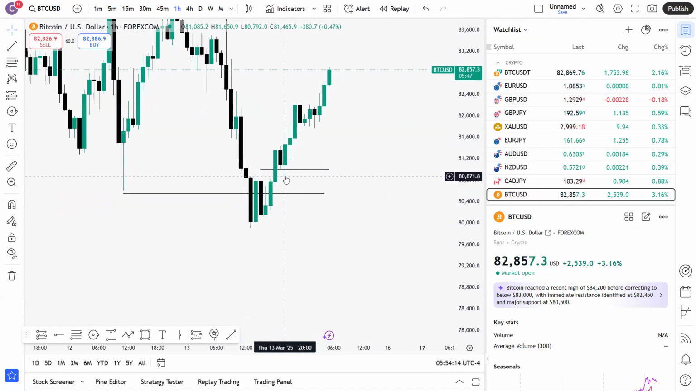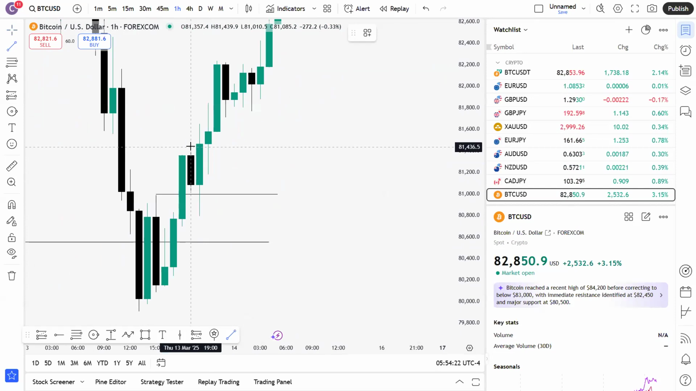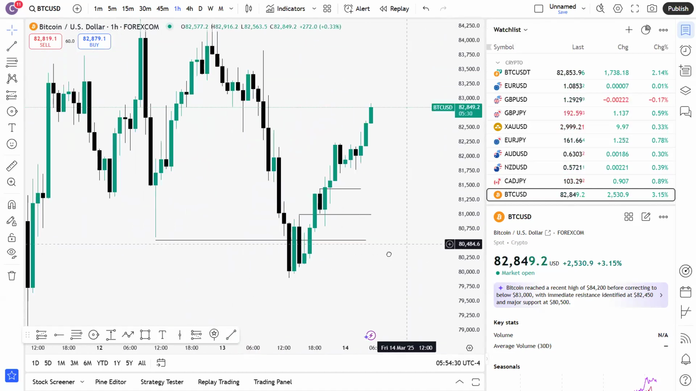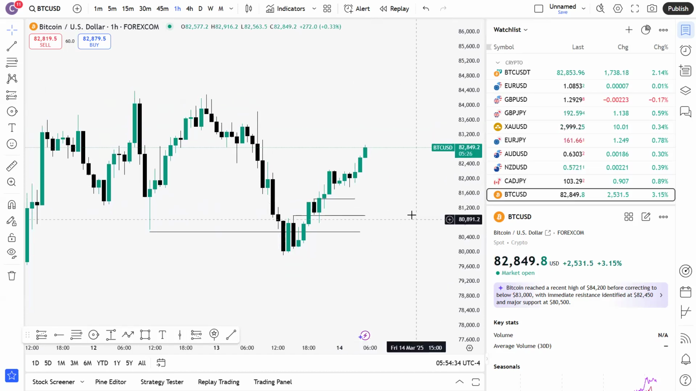Price traded back into the bullish mitigation here, or bullish order block, like you can call it, and created a propulsion candle. See that? We traded back into the propulsion candle, and boom, we're moving. So it's bullish.